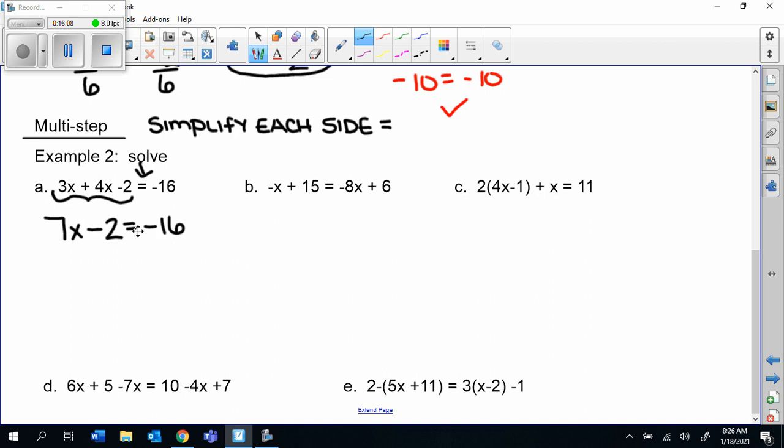And now I have something that looks exactly like the 2-step equations. Add 2 to both sides. We get 7x equals negative 14. And then when I divide both sides by 7, I get x equals negative 2.